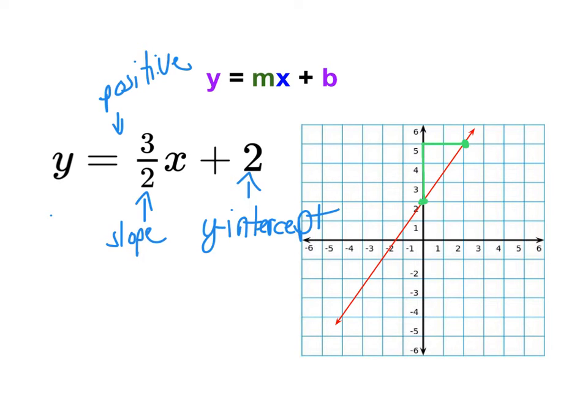I can continue this pattern if I start at 2 again, and I go down 1, 2, 3, and I run 2. We'll put a point there. My line crosses at the point -2, -1. And when we connect our dots, we end up with our line. This is how we can use slope-intercept form to graph, as a shortcut to working out points to graph.